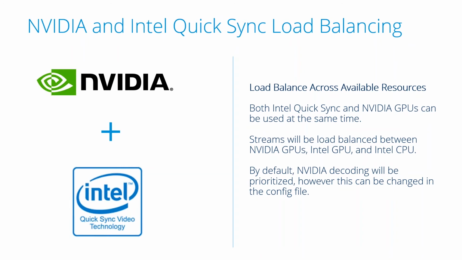The way this works is that streams will be load balanced between NVIDIA GPUs, the Intel GPU, and then eventually back to the Intel CPU as well. By default, NVIDIA decoding will be prioritized. However, this can be changed in the config file. In case you want to do it for troubleshooting purposes, you can say, all right, I just want to do the Intel GPU first, or only do the Intel GPU and ignore the NVIDIA video card. So something to keep in mind.